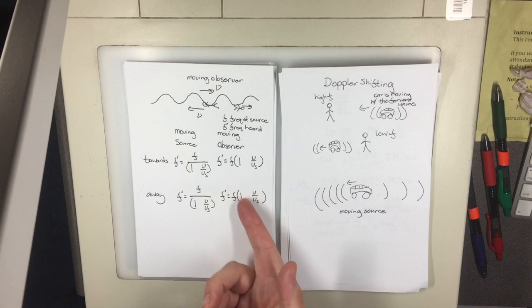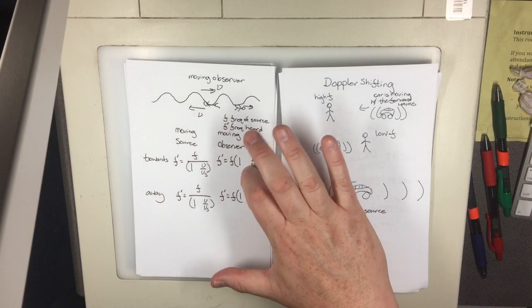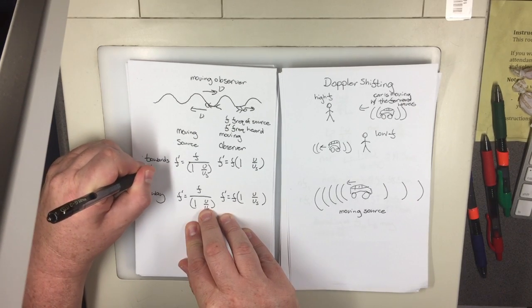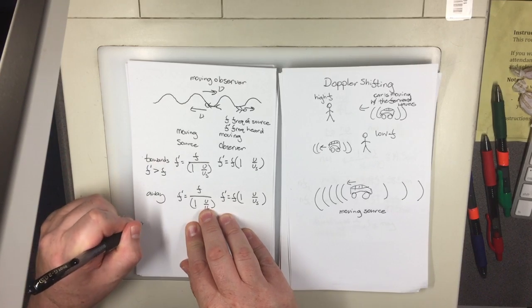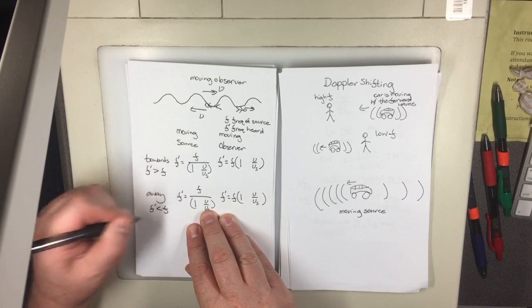There's going to be a plus or a minus in each of these, and I need you to figure out which one is the plus and which one is the minus. Let's handle observer towards. So observer towards, I'm looking at this one. An observer towards hears a higher frequency. In fact, each of the towards hears a higher frequency. So F prime will be greater than F. Away, you will hear a lower frequency, F prime less than F.